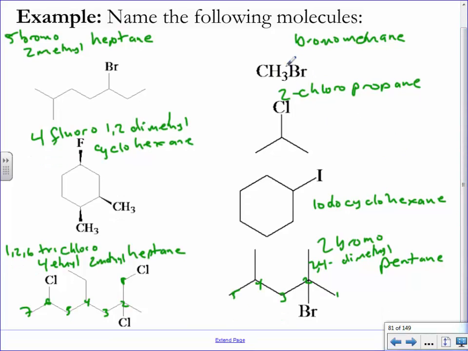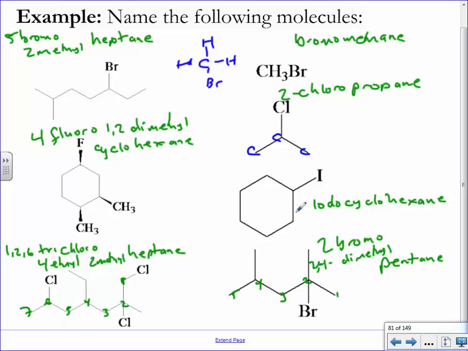Okay, other noteworthy ones. This one right here is pretty straightforward. We don't even need a number because if you wrote it out, there's 3 hydrogens and 1 bromine. We don't even need a number. It's all definitely off the 1. This one right here, though, does need a number because you could have attached the chlorine off of any of these 3 carbons, and specifically it was off the 2. So you do need the number here, not there.